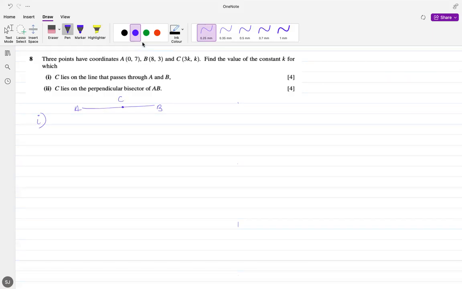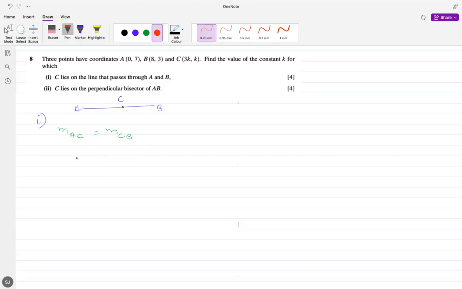Now, as C lies on the line that passes through A and B, we can attempt this question in two different ways. We can use the gradient formula: if points are on the same line, the gradients are equal. So we can equate the gradient of AC and the gradient of CB. As the C coordinates have the same variable, we'll be able to find the value of k. Or we can find the equation for AB and substitute the values for C, which are 3k and k.